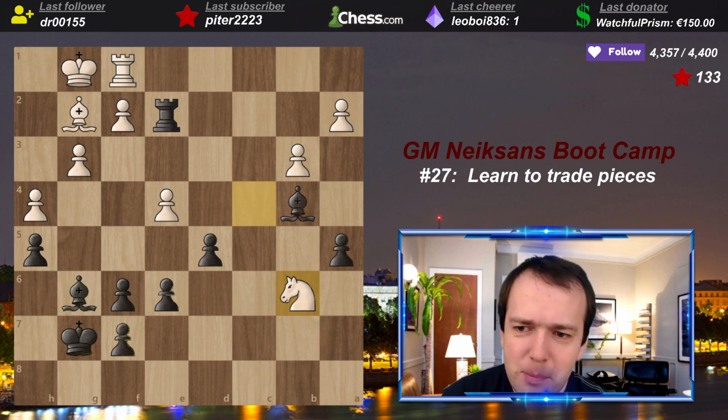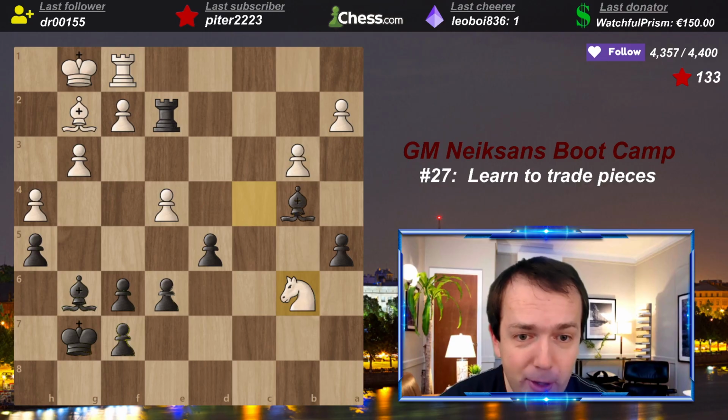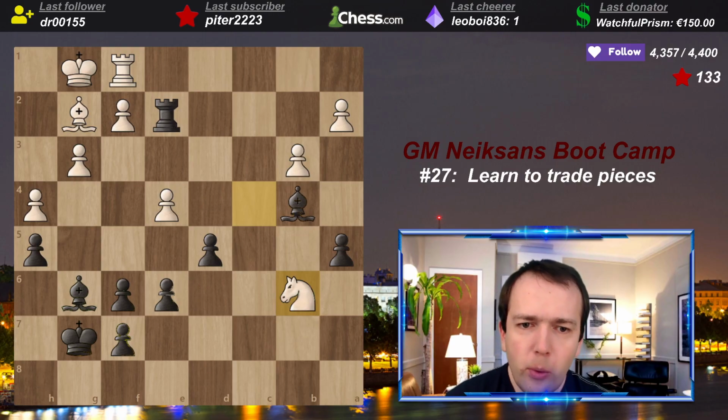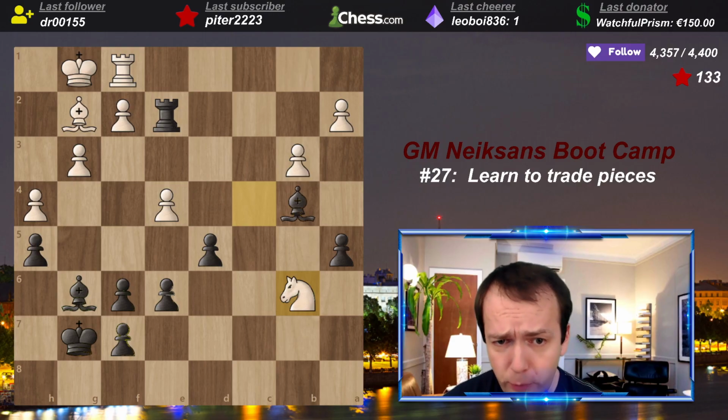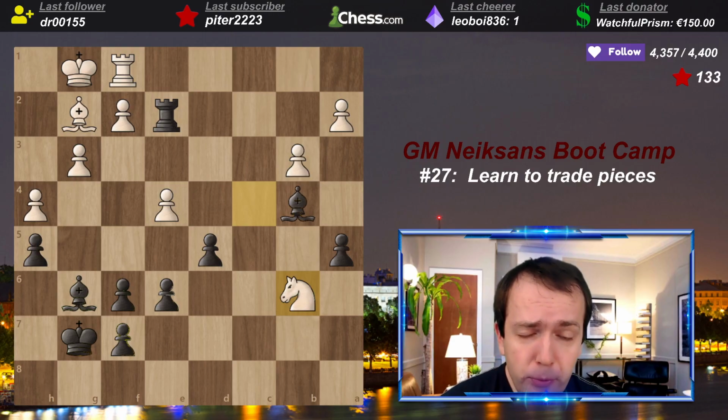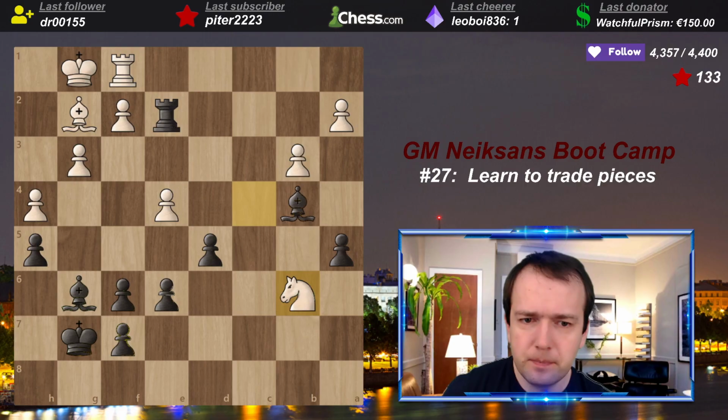I see many ideas. Bishop e4, of course. d4, maybe d4 also works, but I think we just take the pawn. d4 works as well, but we can just take the pawn. I mean, why don't we take it? I'll simplify for you: take with the bishop on e4 or take with the pawn. What do you think?